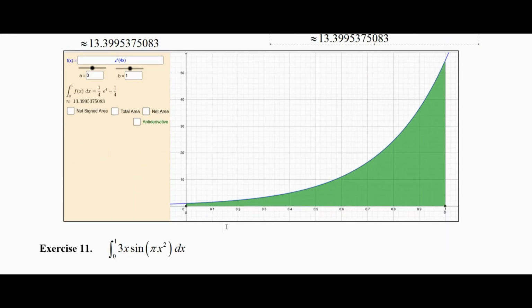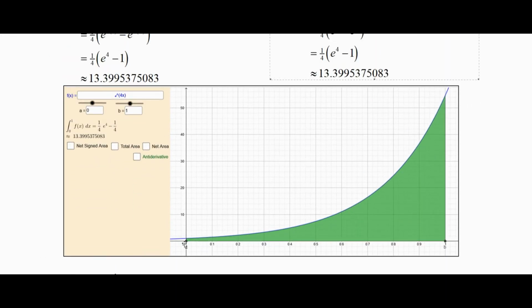Here's an illustration of that as an area. So you take e to the 4x, which is this blue exponential function here. We integrate from 0 to 1. We're finding this green area right here. And there it is. See, the program gives it to you exactly. 1/4 e to the 4th minus 1/4. Same thing I had, except they distributed 1/4. And the same decimal approximation that I have as well.